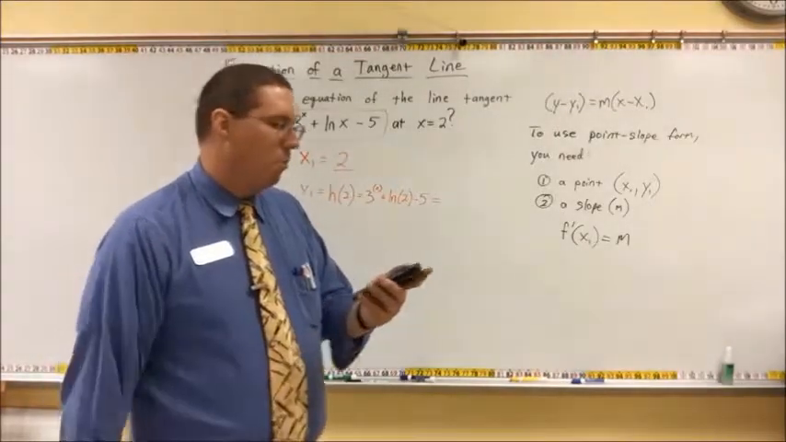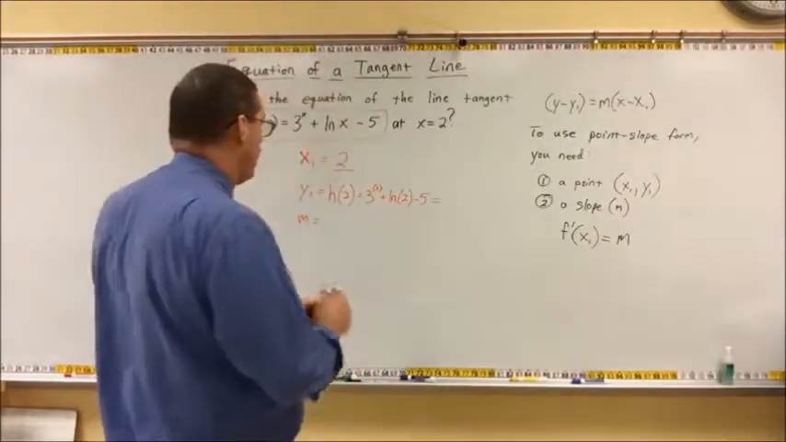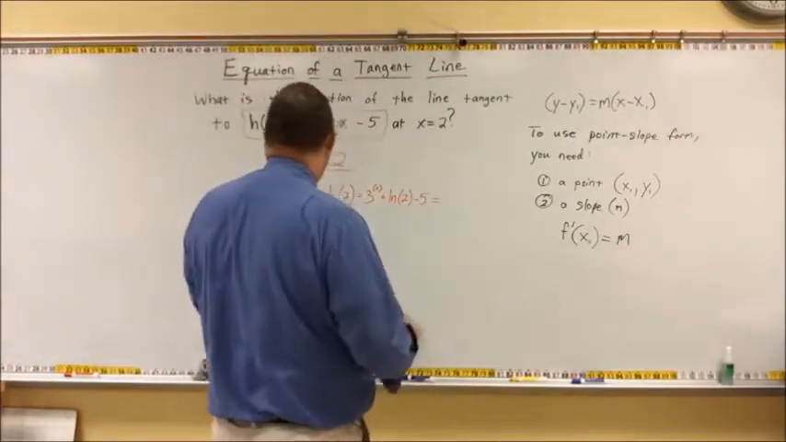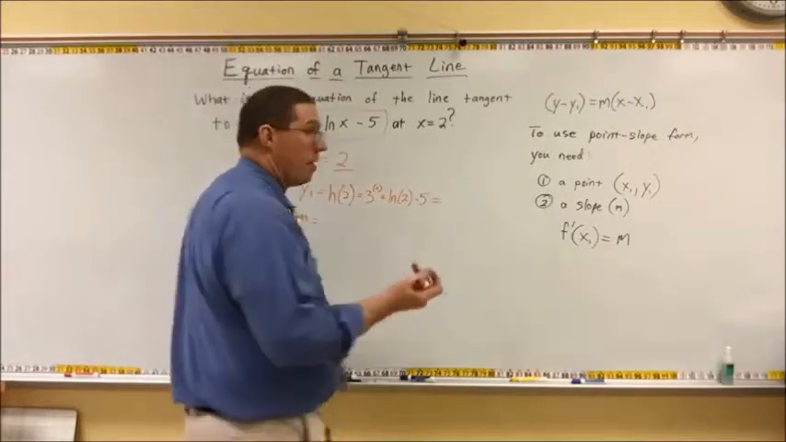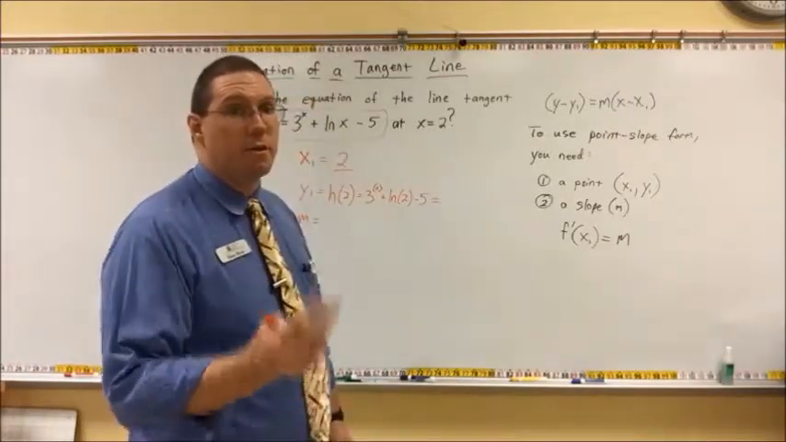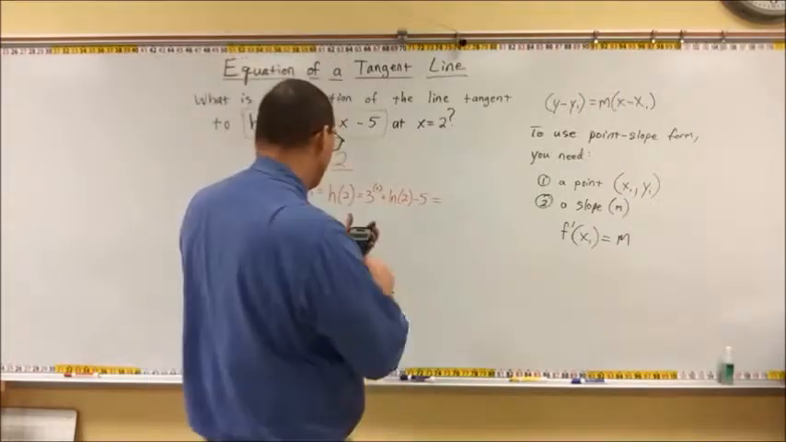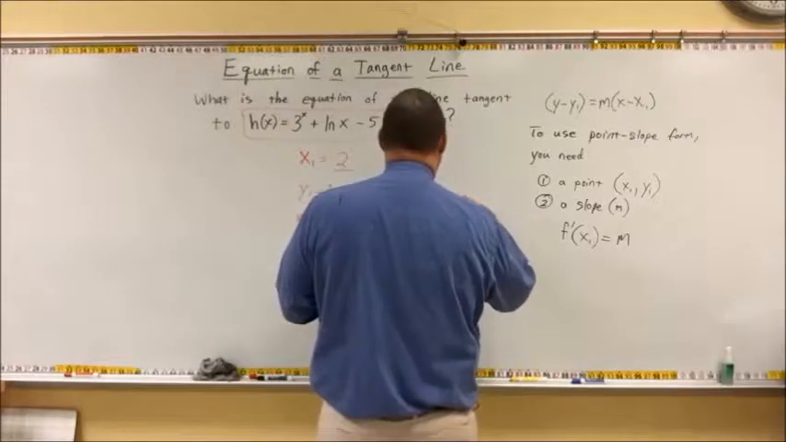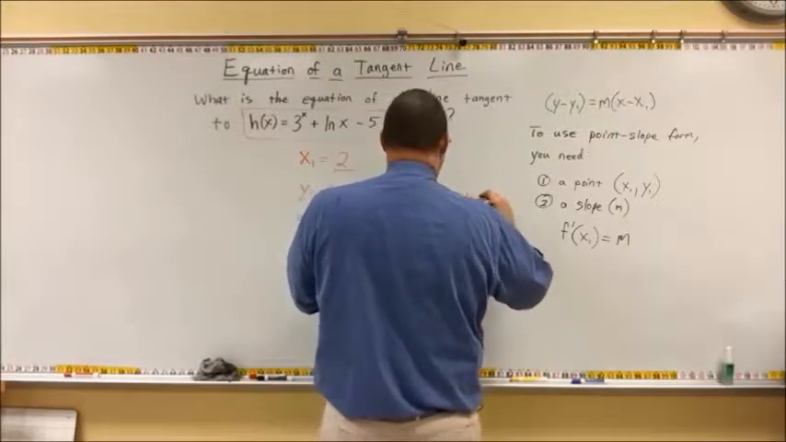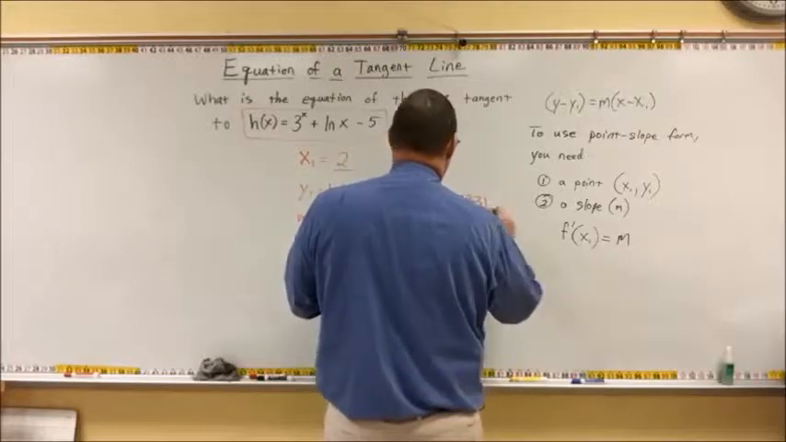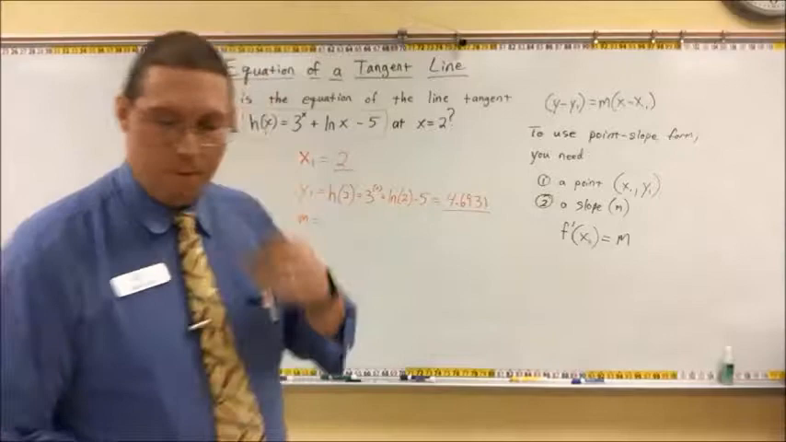And that gives me 4.693147181. All right, now I really only need 4 decimal places. If it's the AP Calculus exam, they're concerned about 3 decimal places. I like to go to 4 decimal places just to make sure. So it's going to be 4.6931. And that's rounded or truncated because the next number after that is a 4. So we're good. Okay?